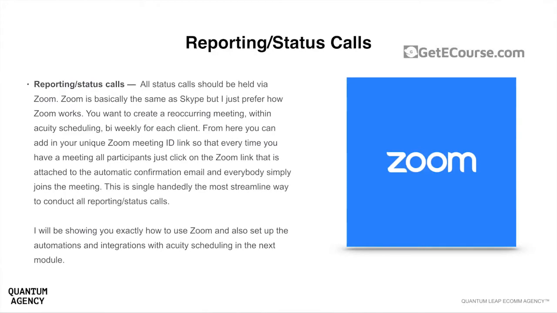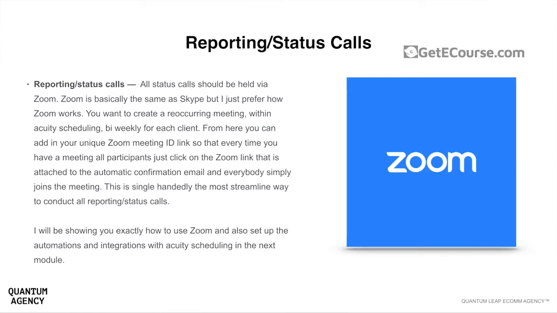Now, let's look at reporting and status calls. All status calls should be held via Zoom, okay? Zoom is basically the same as Skype, but I just prefer how Zoom works. And so you want to create a recurring meeting within Acuity Scheduling bi-weekly for each client, okay?